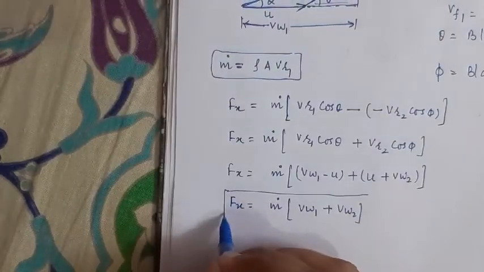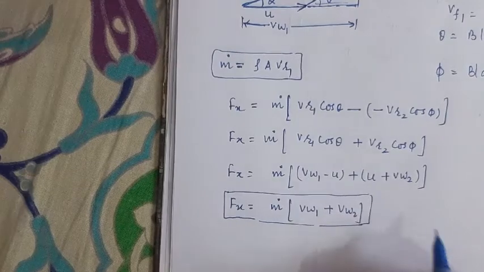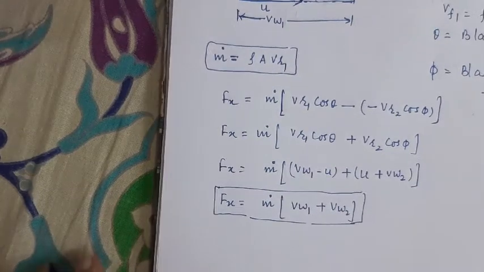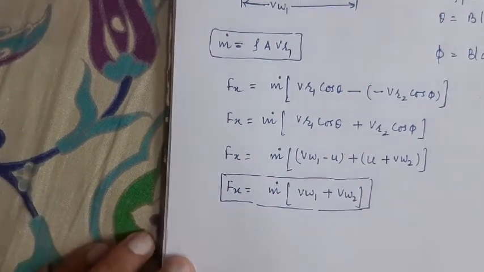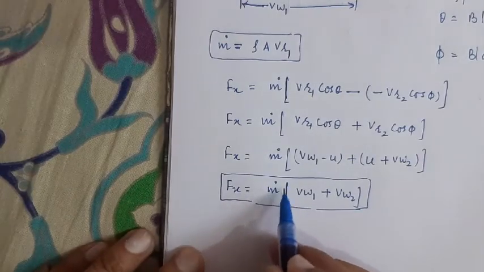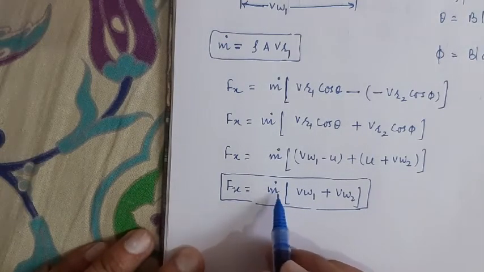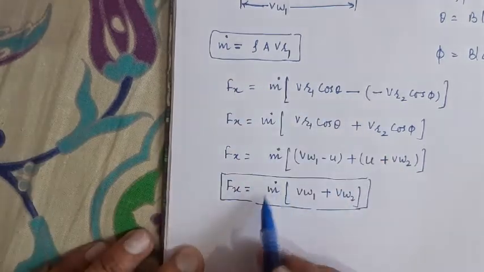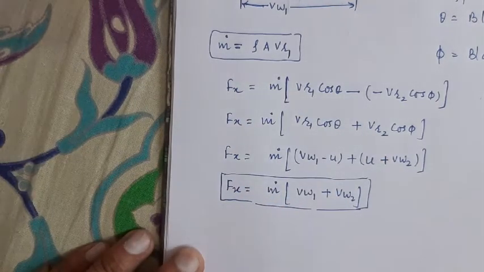This is the expression for the force exerted on the vane in the direction of motion of the vane. Please note, m dot is the mass of the water striking the vane per unit time, which is rho a VR1. This is VW1 and VW2.